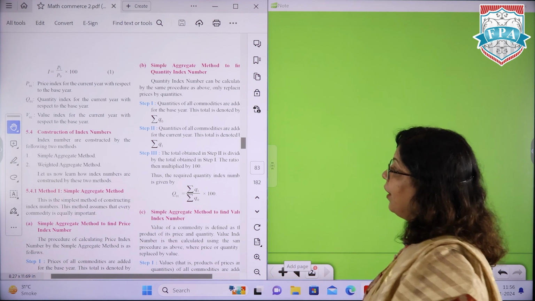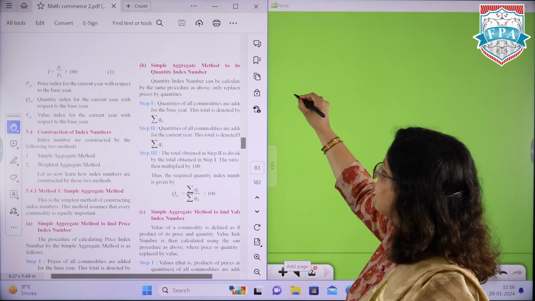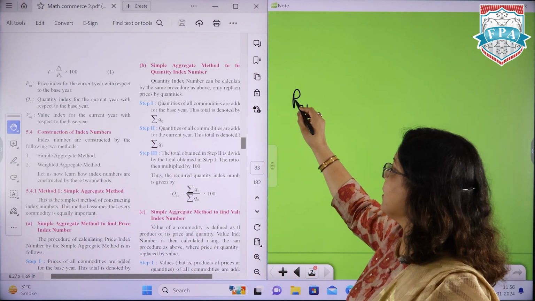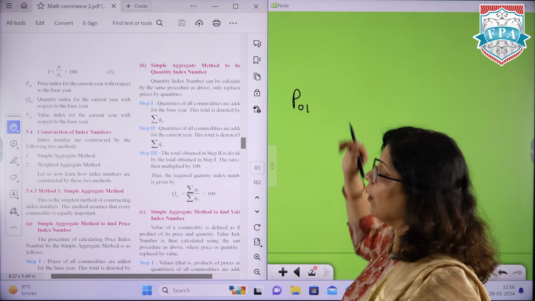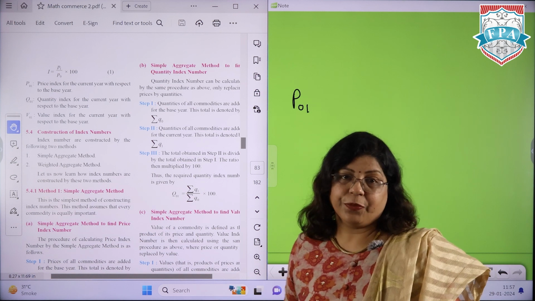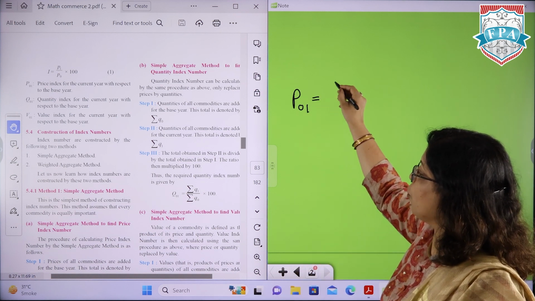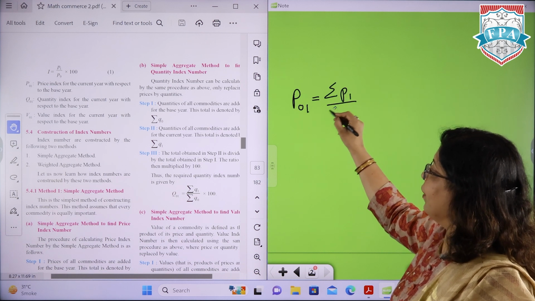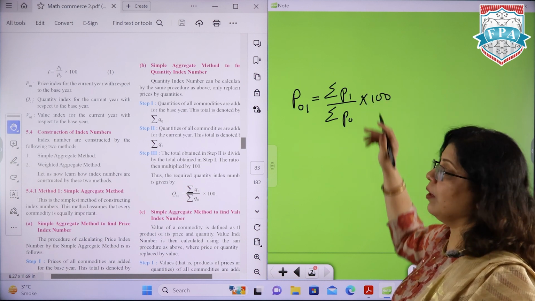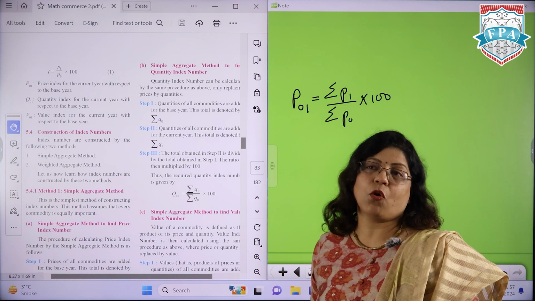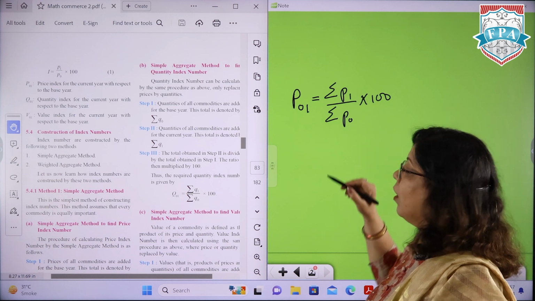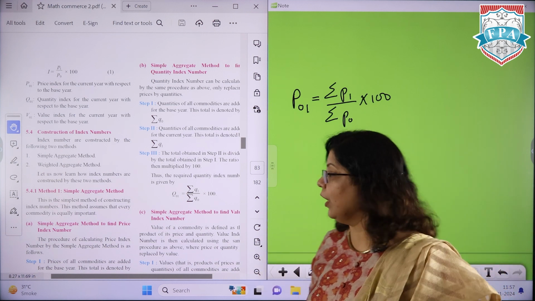So for the simple aggregate method of price index, we've got a very simple formula. P01 is the way we write. P stands for the price index. 01 means we are finding out the price index for year 1, which is the current year, with respect to the base year, which is your 0. So P01 is sigma P1 by sigma P0 into 100. Now sigma P1 means we'll be adding all the prices of the different commodities which are given in the question for you, and then sigma P0 is the sum of the prices for the base year, and then we compare that.